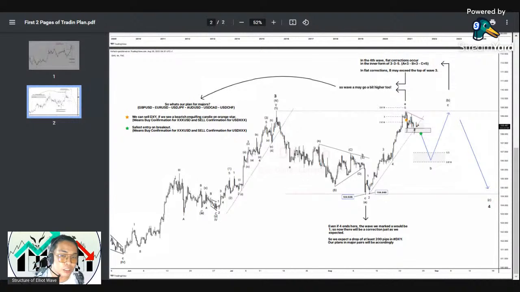If we see a bearish engulfing candle, which is a Japanese candlestick, on the orange star here, it means buy confirmation for XAU/USD. XAU/USD is gold, and sell confirmation for the USD pairs, USD/XXX, which are these pairs. Now the safest entry is to wait for the breakout confirmation. Here is the breakout. If it breaks here, you can now sell and wait for this and buy.